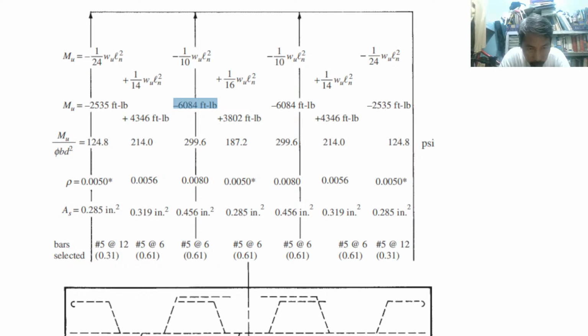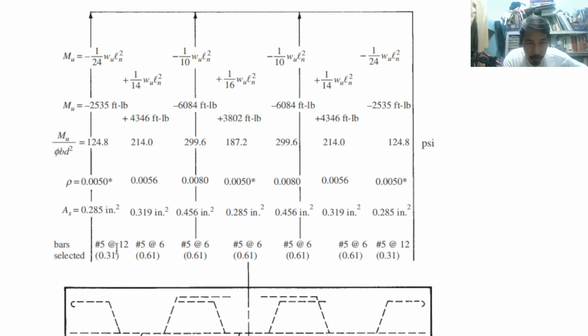So, for tension side, we have this one. But here, this is still tension side. So, number 5 at 6 inches. Okay? Alt bend. So, symmetrical about center line. So, the bar selected, according to this area of steel.